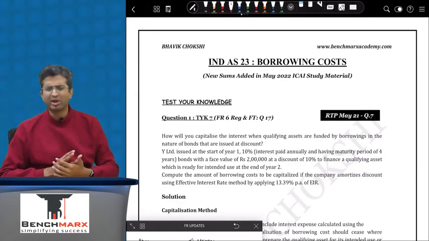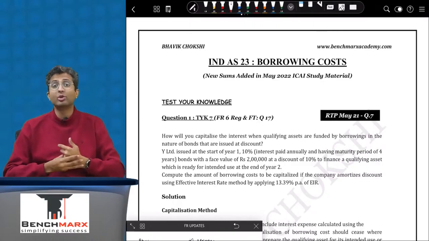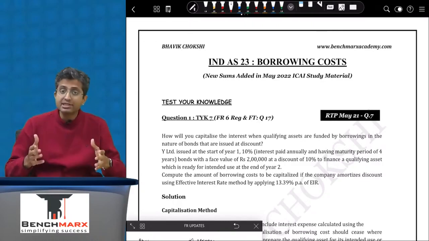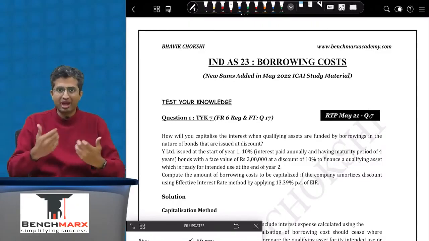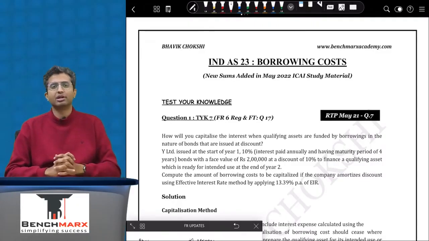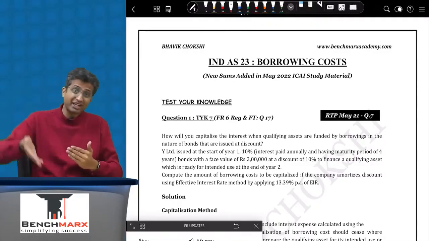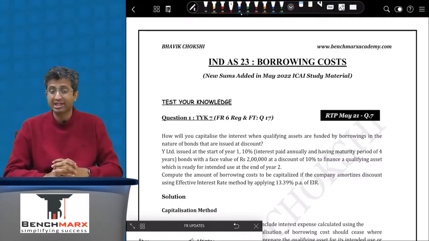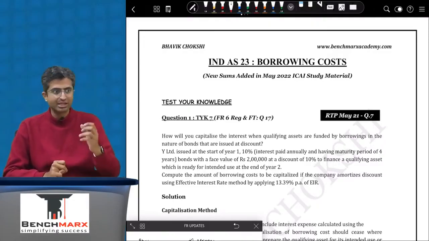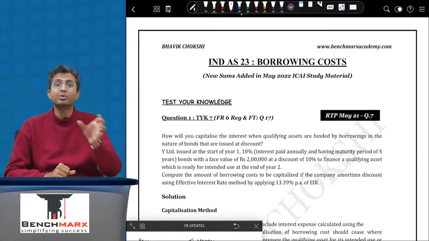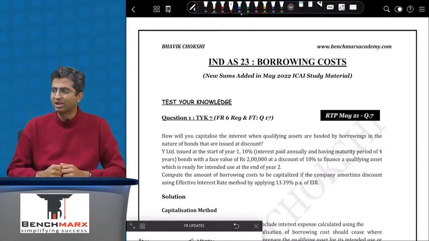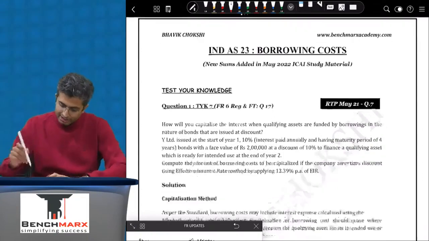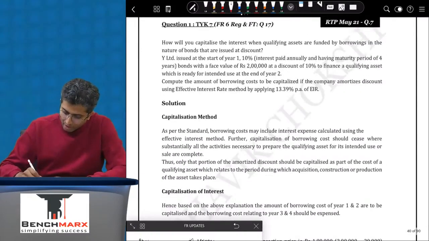This is a question of May 21 RTP, where you have calculated the borrowing cost to be capitalized based on effective interest rate. In almost every question, you take the coupon rate as your real rate. However, if an effective rate is specifically given to you in the question, then the capitalization is based on the actual finance cost you calculate, which is based on the effective rate of return. So this is Ind AS 109 and Ind AS 23 combined. Okay, let us look at question number 1.